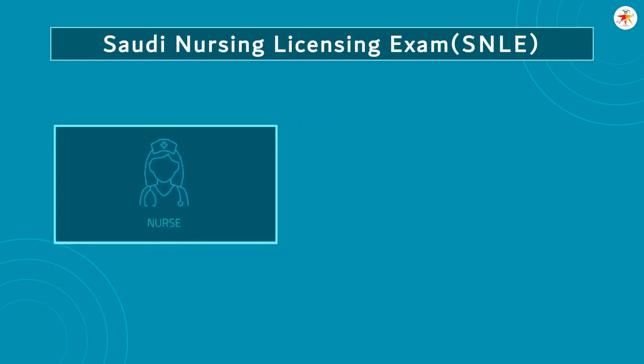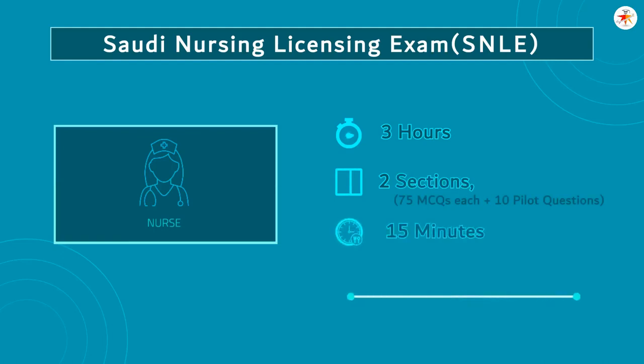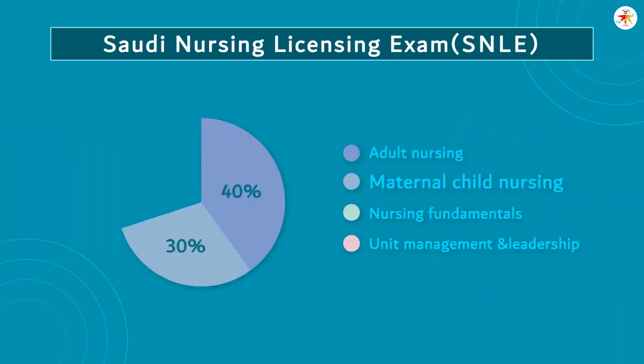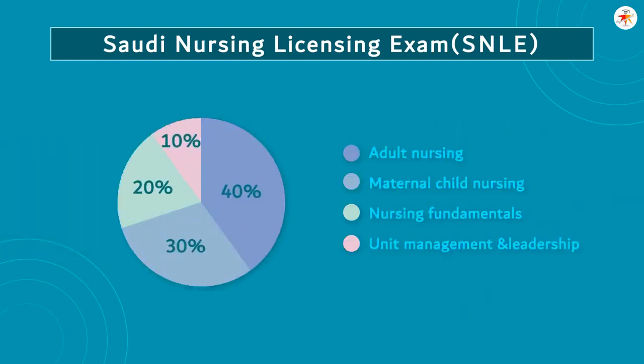The SNLE consists of 3 hours, and is divided into 2 sections. Each section contains 75 questions, including 10 pilot questions. You can take a scheduled break of 15 minutes between the 2 sections. Passing score is 500 points, out of a scaled score ranging from 200 to 800 points. The exam contains the following percentage of questions from different topics.